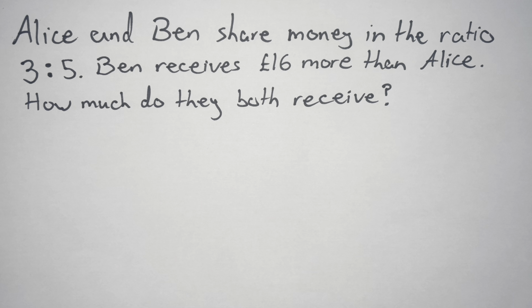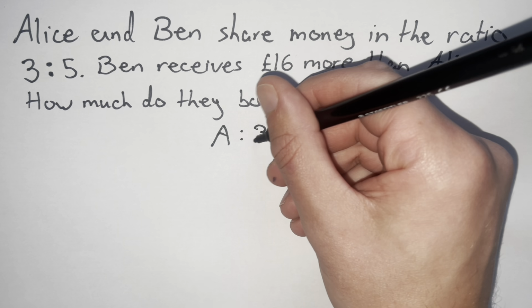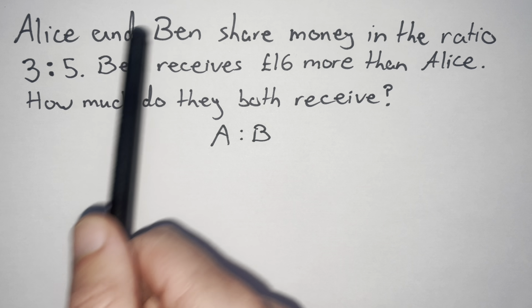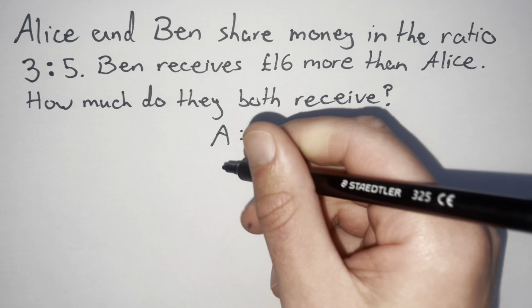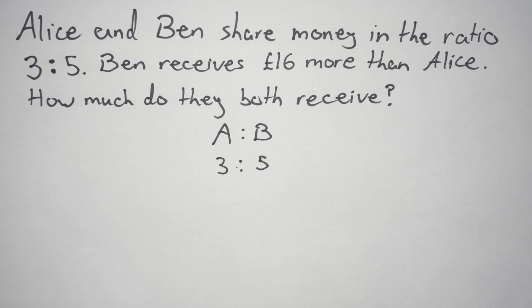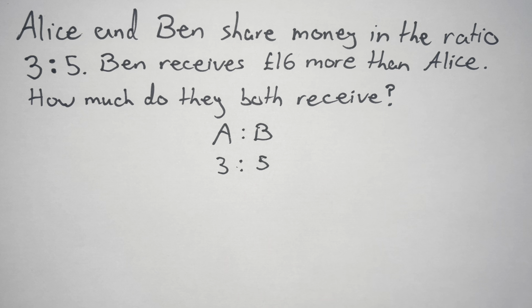So I'm going to start any ratio question like this by labelling my ratio. I look at these two people here, Alice and Ben, so I'm going to label this ratio A to B. And my ratio goes in the same order as the people that are listed. So Alice is the 3, Ben is the 5. So I'm going to write my ratio out, 3:5.